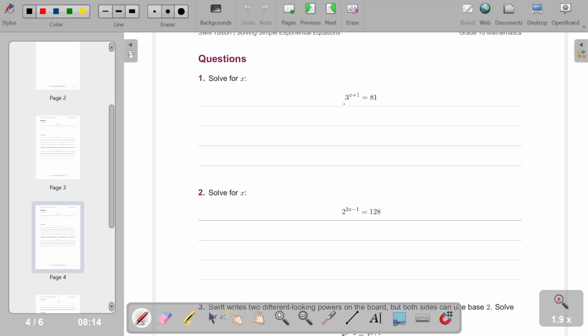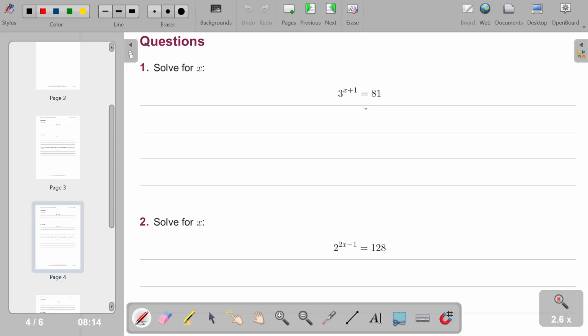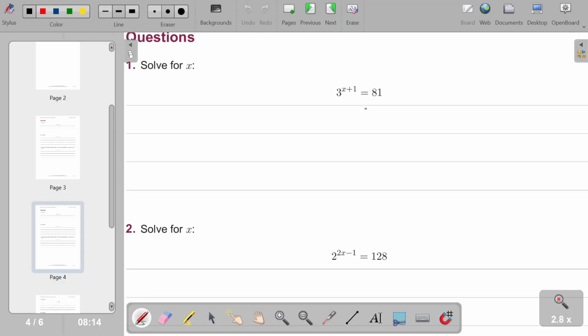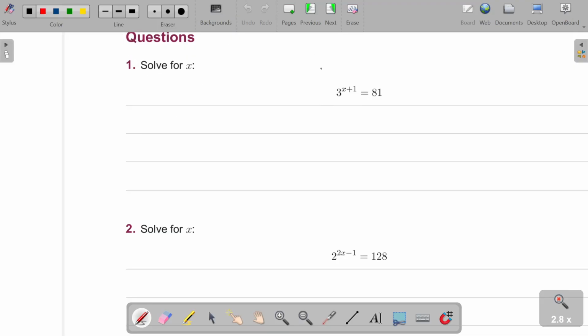In this problem, we're asked to solve for x, and we're given 3 to the power of x plus 1 is equal to 81. Okay, so 3 to the power of x plus 1 is equal to 81. At first sight, it does not look like something that's easily solvable, right? Because you haven't dealt with it as of yet.